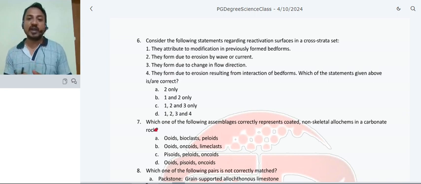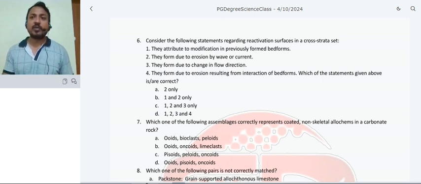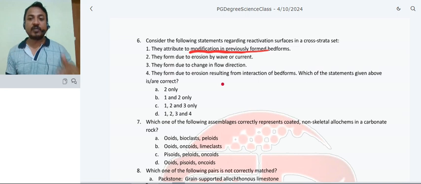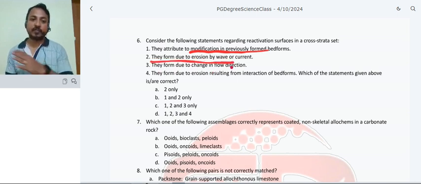And consider the following statement regarding reactivation surface in a cross strata set. They are attributed to modification in previously formed beds. Reactivation surface is found in tidal environments. They deposit on an eroded surface. During the formation of a reactivation surface, there will be a modification of the previously formed bed, that is the erosion of the previously formed bed. They form due to erosion by wave or current, that is flood current or ebb current, during flood tide and ebb tide.